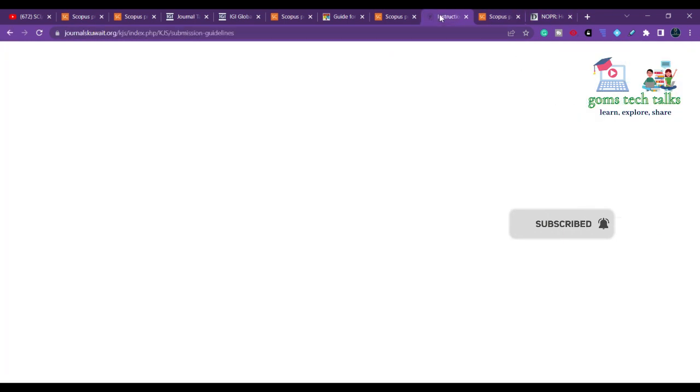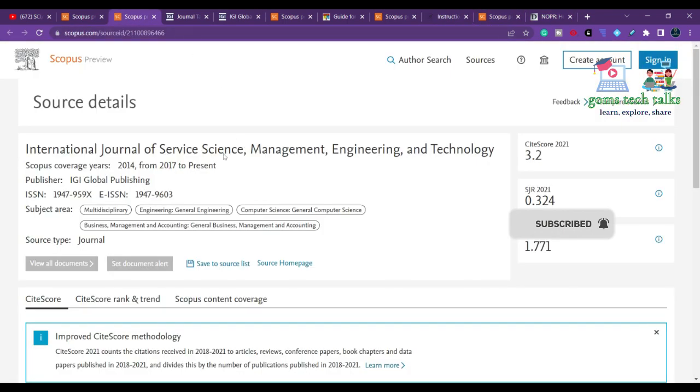So before submitting your journal, please cross check. You have to come to the Scopus website and cross check here before you submit it.